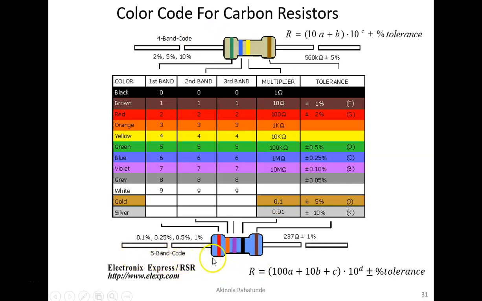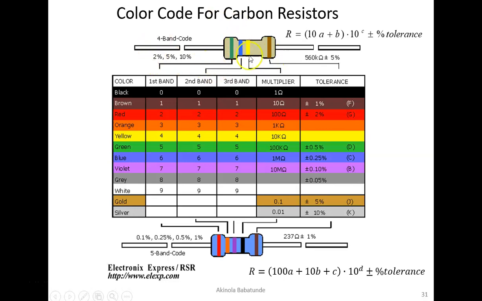For the 5-band code, you will notice we have the first band, second band, third band, fourth band, and then the fifth band. Notice most of them are closer to this other end here, so you start counting from here. Then this is the 4-band code. You see that most of them are closer to this edge, so you start counting from here. We have 1, 2, 3, and 1, 2, 3, and 4.